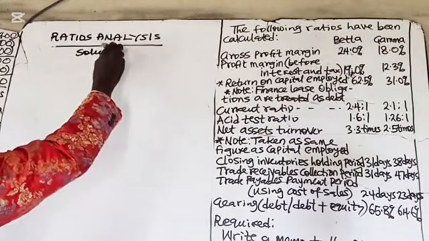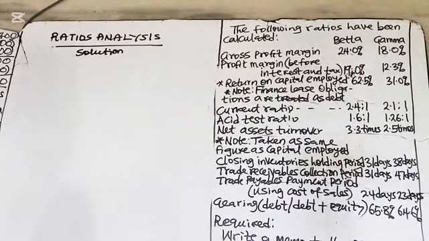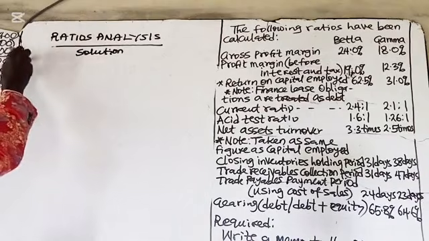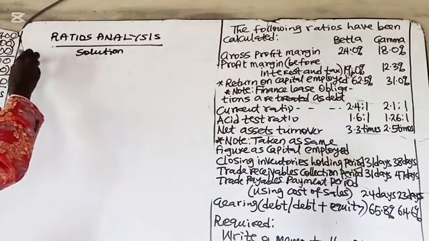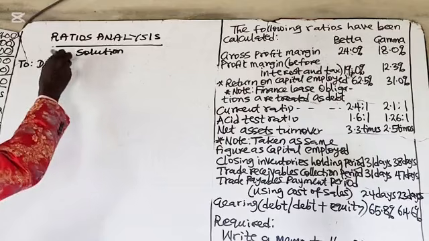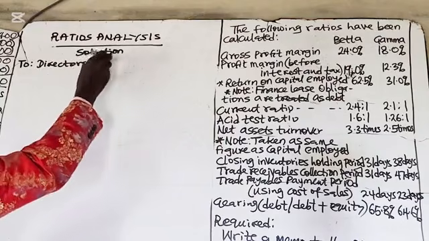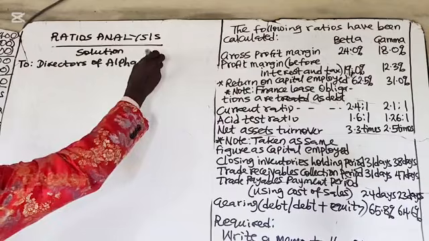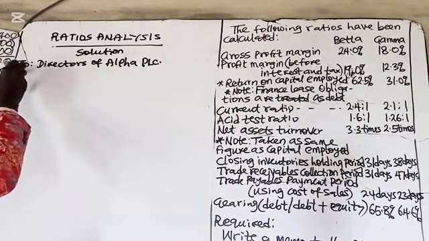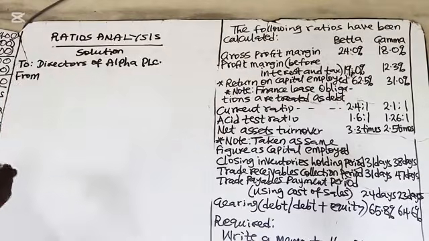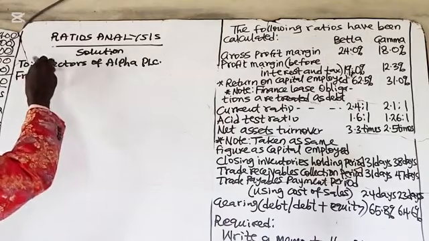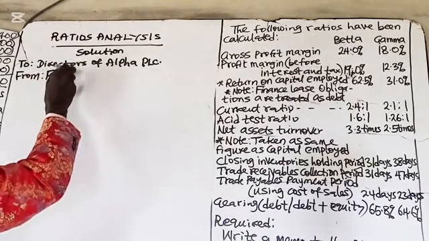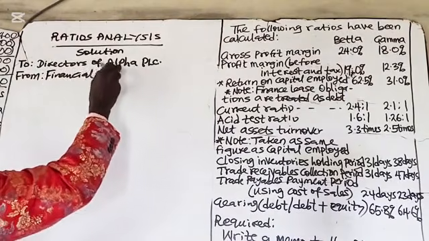You are to write a memo to the directors of Alpha PLC. So your memo, you start with "To: Directors of Alpha PLC." This memo is coming from who? From you. And who are you? You are the financial controller.